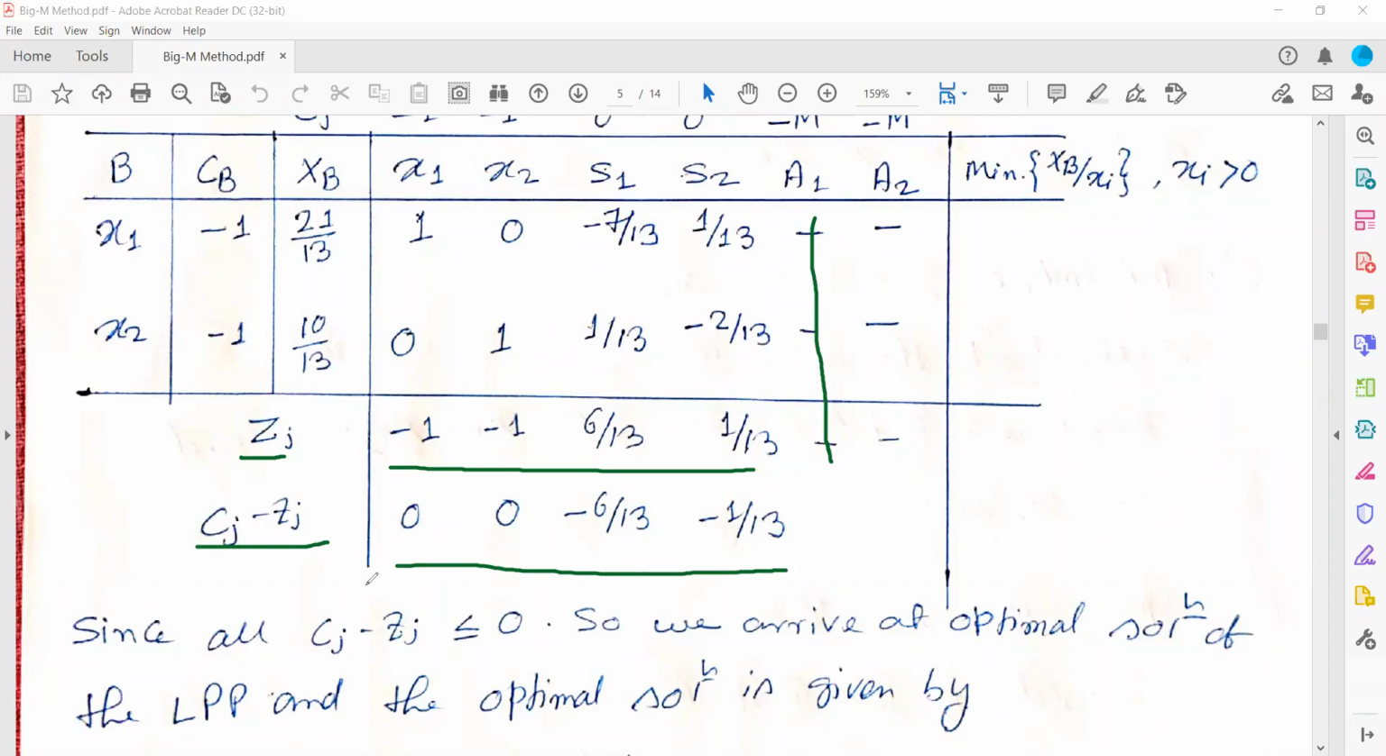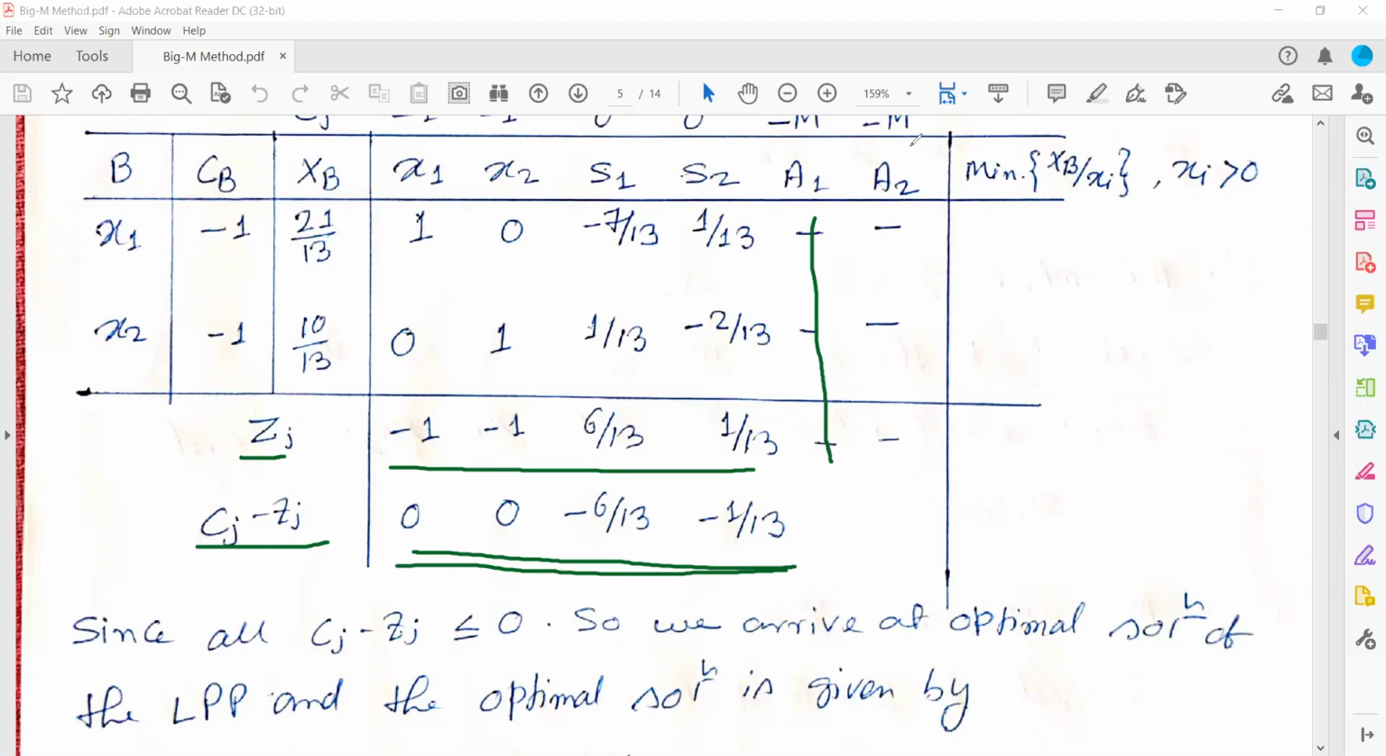So is there any positive value? There is no positive value. All the values of CJ minus ZJ are either 0 or negative. So that was the condition for optimality of an LPP. That means you have arrived at your optimal solution of the given LPP. Is that clear?